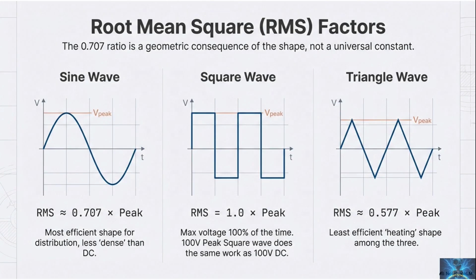RMS is not a magical constant. It depends on the shape of the waveform. For a sine wave, RMS is about 0.707 times the peak. For a square wave, RMS equals the peak because it spends full time at maximum magnitude. For a triangle wave, RMS is lower because it spends less time near the extremes. So the takeaway is, waveform shape matters when you're trying to convert peak into real heating power.